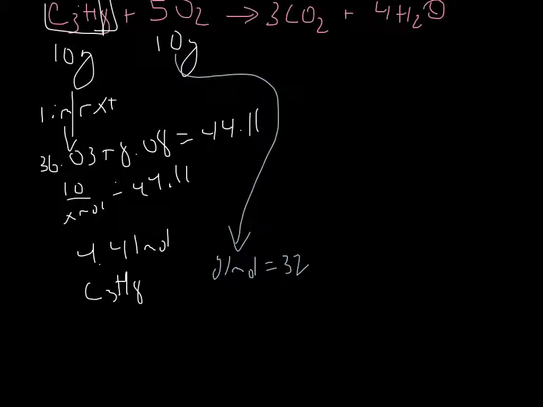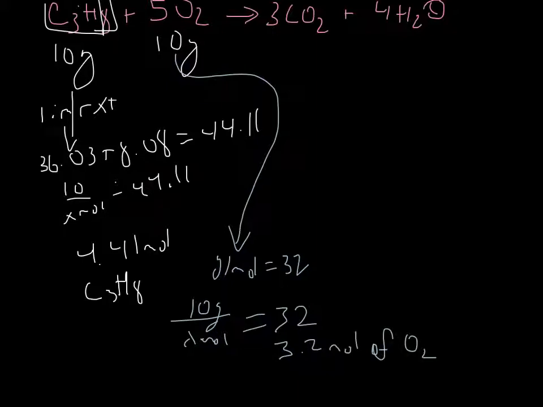This problem will probably take up 2 slides just because space is running out already. But 32, and then we know 10 grams over X mole makes 32. Well, I'm going to multiply each side by X again, divide each side by 10 to get moles equal 3.2 mole of O2. Well, let's just talk about this answer for a second. We know we have 3.2 mole of O2.